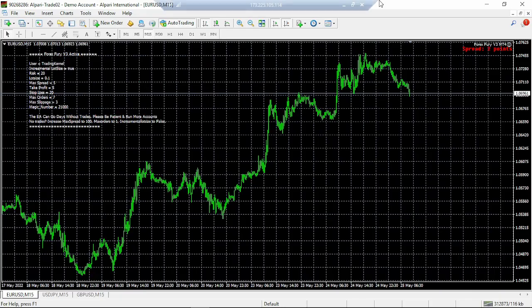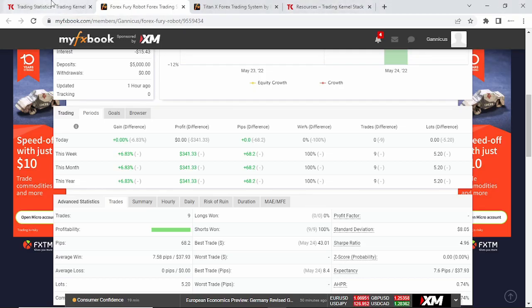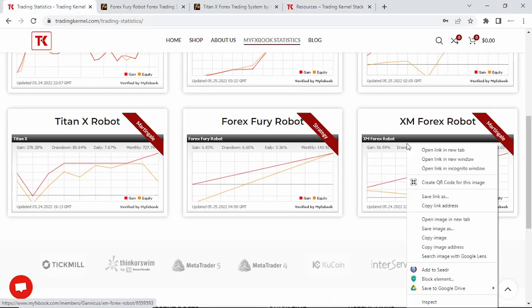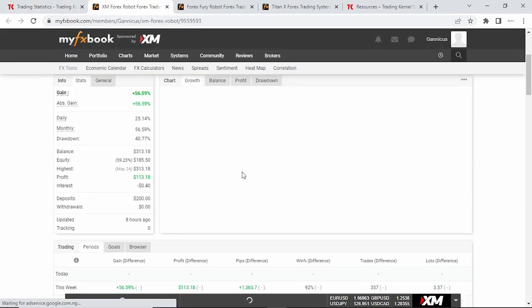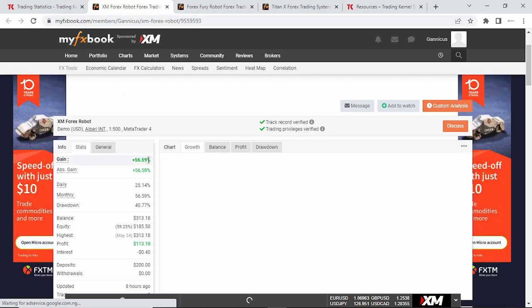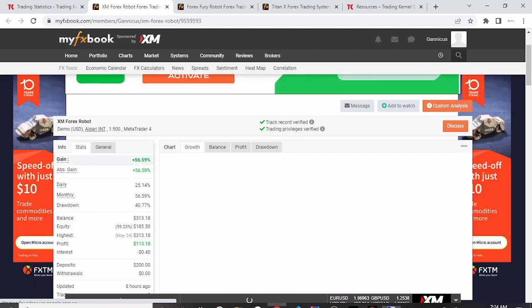Okay, so that's it for the Forex Fury, and the next one we're going to be looking at is the XM Forex robot. The last but not the least is the XM Forex robot. That is up about 56.59% here, and let's just go to the chart to show you guys this.